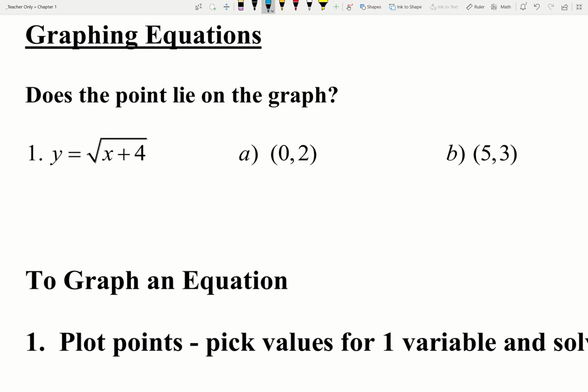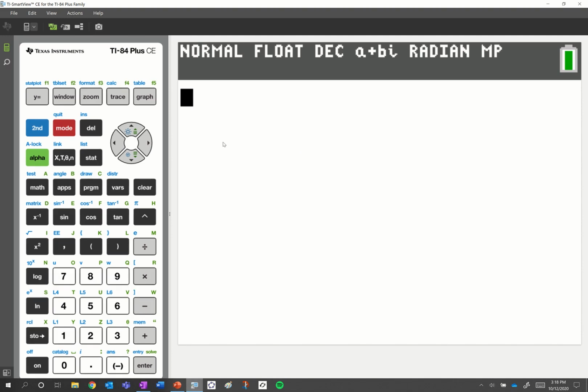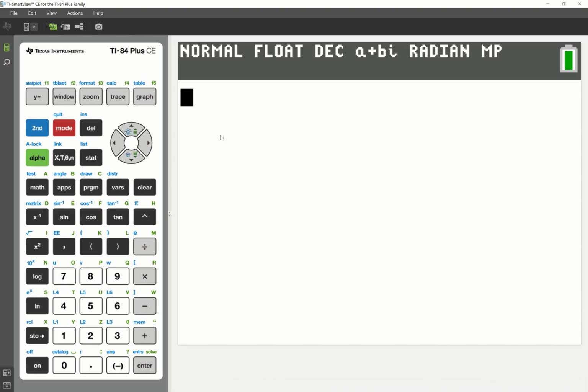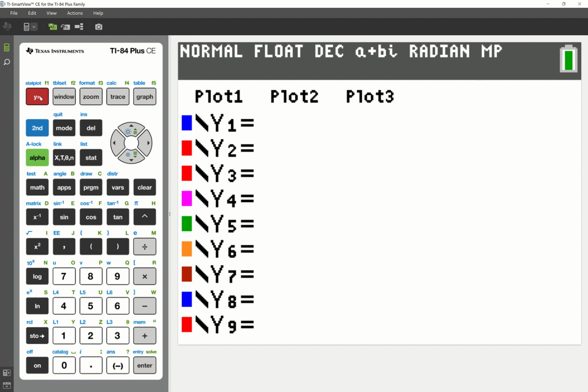Just going to the calculator really quickly, what we might do is pull it up. Here it is right here. When you first turn it on, you might be staring at this blank calculation screen. In order to get to the point where you can graph something, go ahead and click this button up top that says y equals. It's in the top left-hand corner. This is going to be your graphing space.